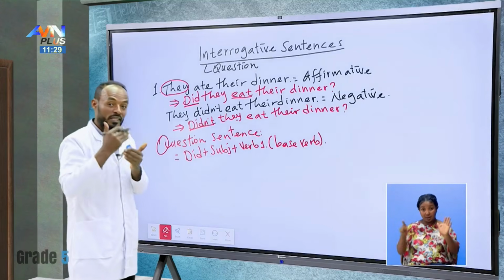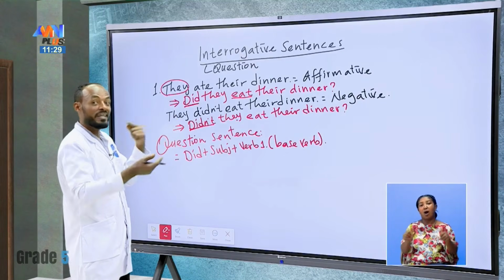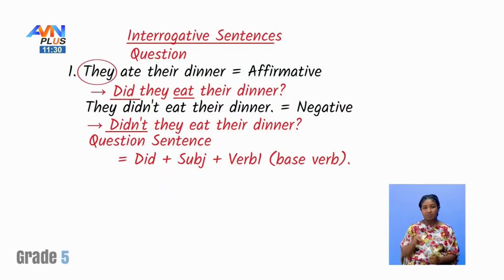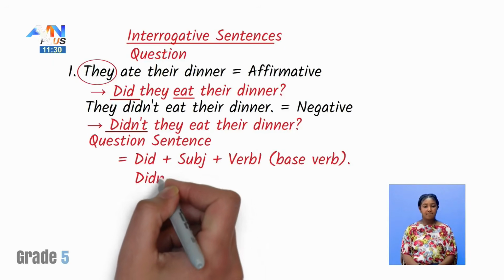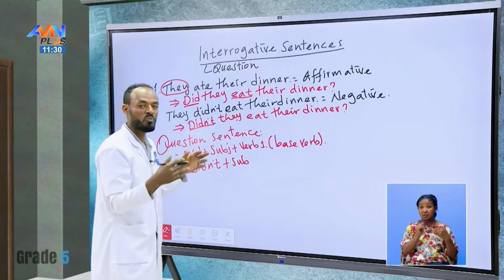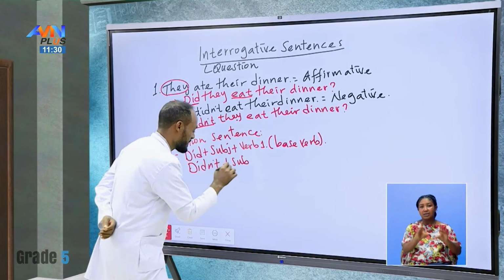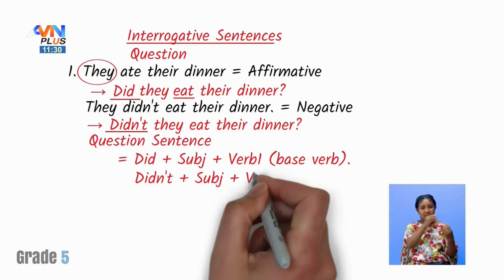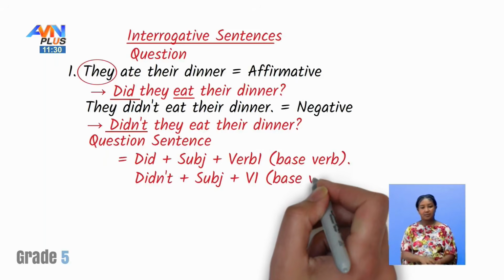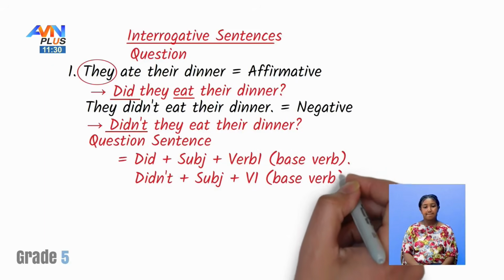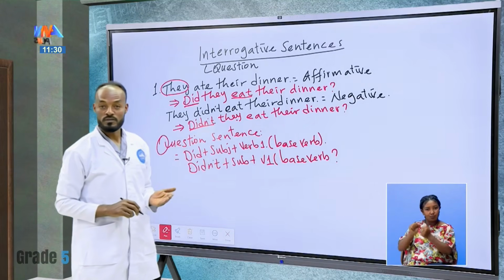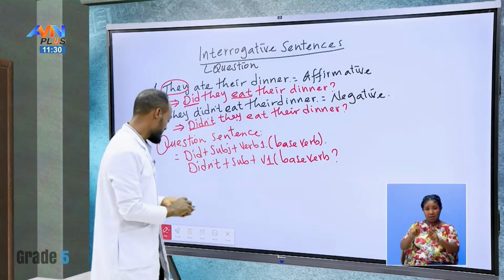Clear? What if it is in negative form? If the negative is given, then you can change this negative into question form. Come on here. Didn't. The form is didn't plus subject, either singular or plural. Didn't they? This is the subject plus verb 1 or base verb. Then you have to put in such forms. Is it okay? Nice student.